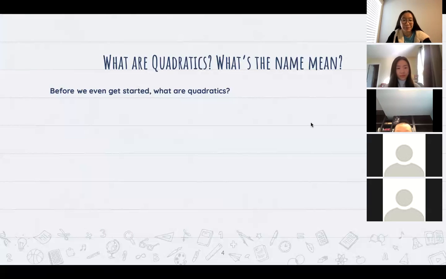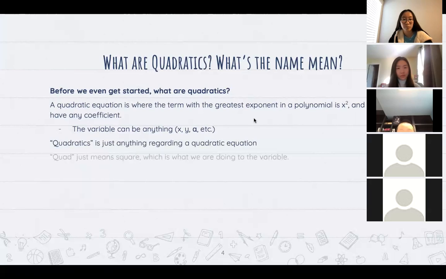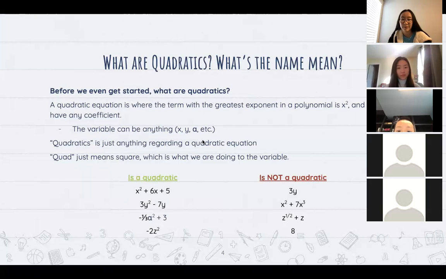Okay, so first off, what is a quadratic? A quadratic equation is just where the greatest exponent in any of the terms is a square, and it can have any coefficient. For example, a quadratic equation might be x squared plus 3x plus 4 equals 0, because it's an equation. And quad, in this case, actually means that we have to square the variable.